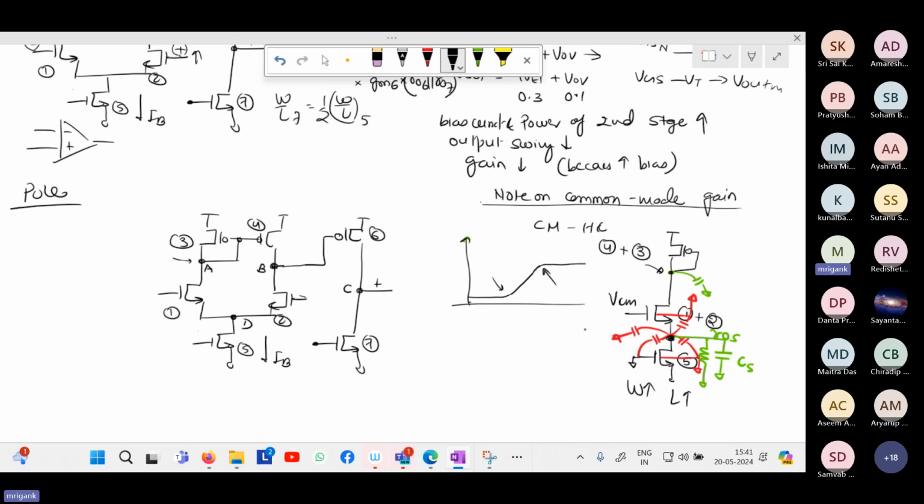Yes, sir. So how do you improve the common mode rejection ratio, or how do you reduce the common mode gain? Generally, what are the ways? How do we increase the common mode rejection ratio? That means how do we reduce the common mode gain?